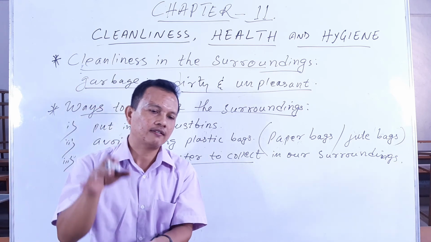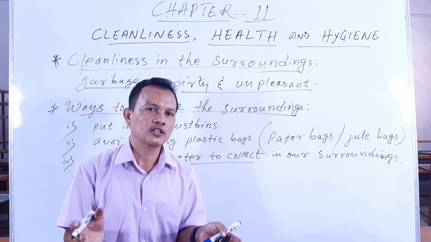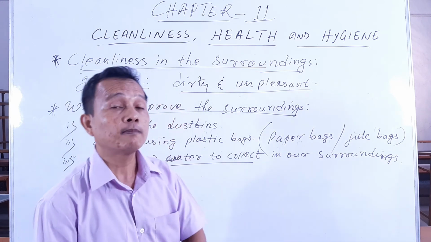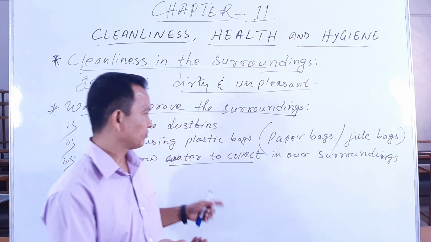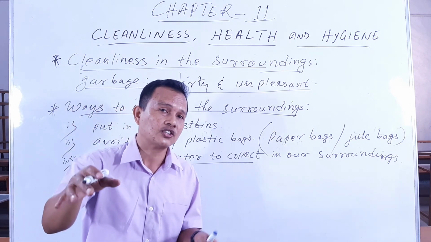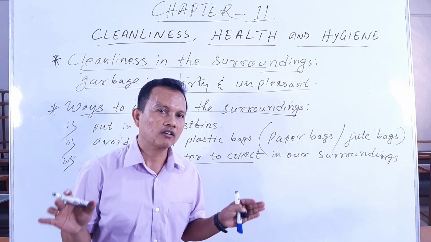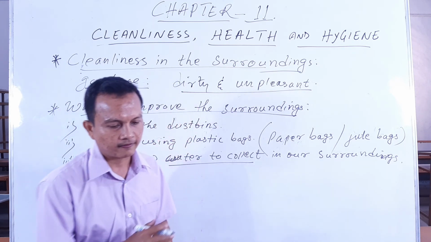What happens if it remains there? Mosquitoes will breed, and once they breed, it is very harmful for humans. If a mosquito bites you, then you may get malaria or dengue. Or some other insects or creatures may come and shelter in it, which are not good and hygienic for humans. So we have to avoid that.